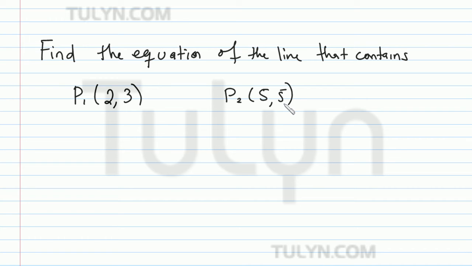So now, since we have 2 points, we can find the slope and use the point-slope form, which I'm going to write on the side: y minus y1 is equal to m, which is the slope, times x minus x1. So now, first thing we have to do is find the slope. So the slope is the change in y over the change in x, rise over run, if you will. So it's going to be y2 minus y1 over x2 minus x1.